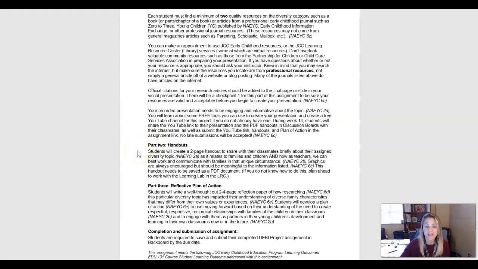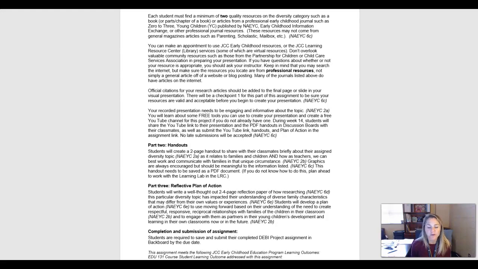Part 2 is the handouts. You need to create a 2-page handout to share with your classmates briefly about your assigned diversity topic. It needs to relate to families, children, and how teachers can best work and communicate with families with that unique circumstance. I do encourage you to use graphics. You can see that here, but make sure they make sense in your handout. So if you're going to use graphics in your handout, which I do encourage because it makes it more aesthetically pleasing, make sure the graphics match whatever it is that you're trying to convey in the presentation.